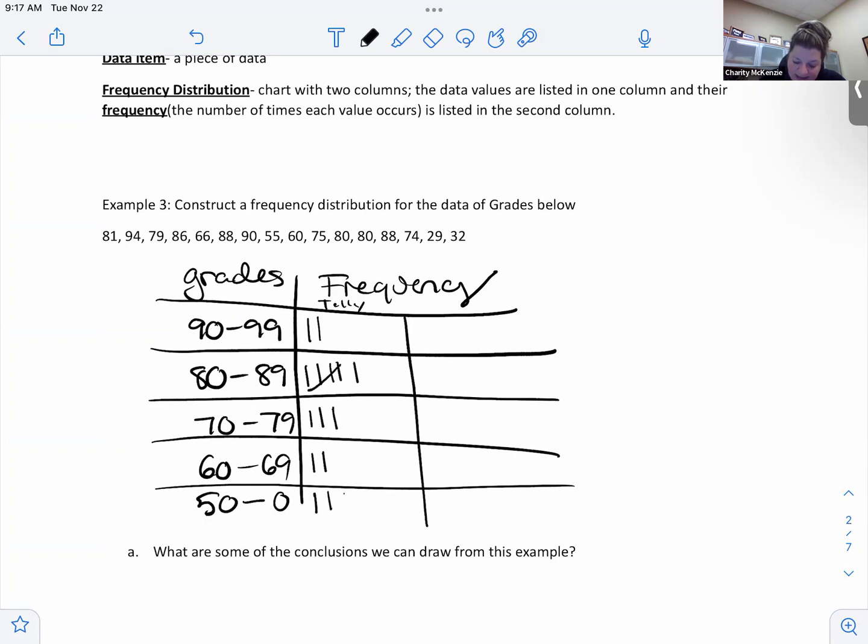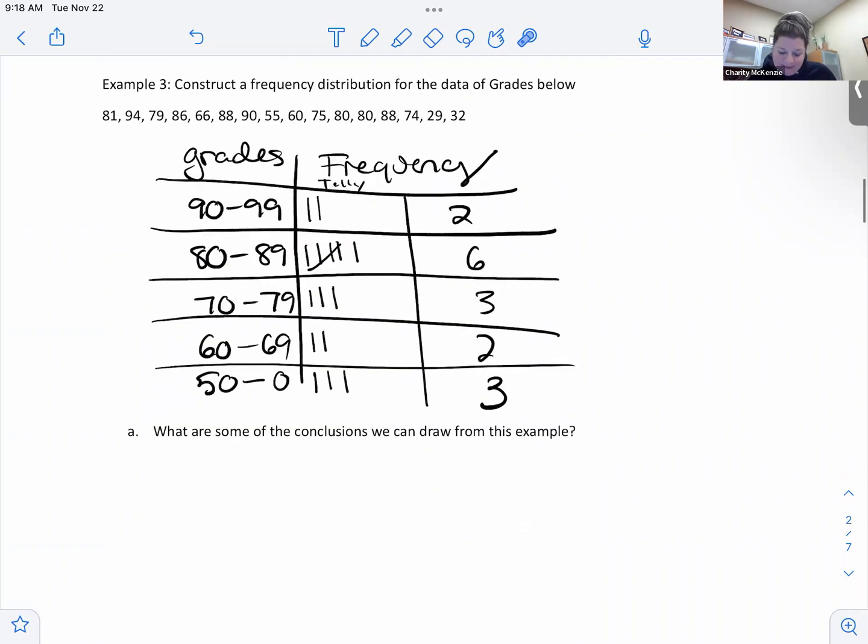74, 29, 32. So tallies, I can just go straight across, tally it up and be like, okay, there's 2 here, 6 here, 3 here, 2 here, 3 here. And that's my frequency. Okay, frequency total. And again, this could be like one number on each row, or it could be a group of numbers. Now, when you get to stats, you do this at a lot more specific level, but that's all we're going to do.